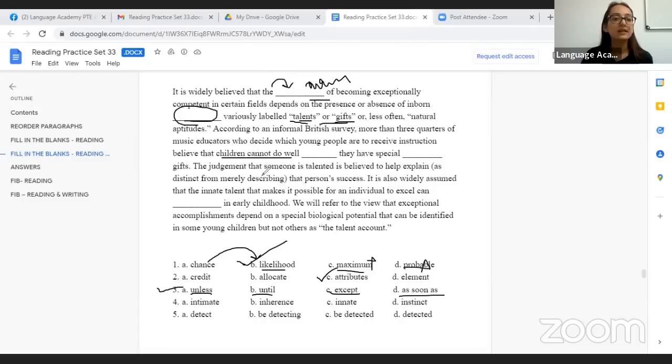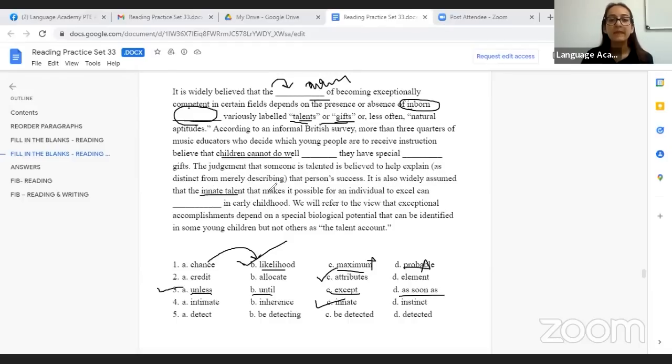Now we have to define gifts. Which gifts are we talking about? Intimate, inherence, innate, or instinct. Maybe you know this. Inborn, something which we are born with, which is the context going on, is called innate. This is also a very common word used in a lot of blanks in the exam as well as in the portal. The abilities and the gifts we are born with, the talents basically we are born with, are called inborn or innate talents.